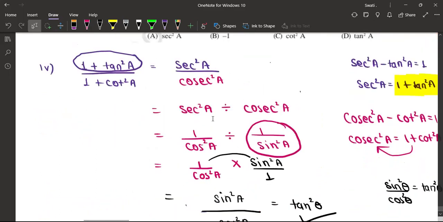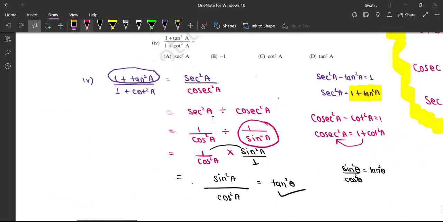So see, we have got the answer tan square A. Sorry, not theta, of course, because here our question's angle is in terms of A. So I'll remove this and I'll just write down A here. There is tan square A. So the correct option is option number 4. Now you can take a picture.